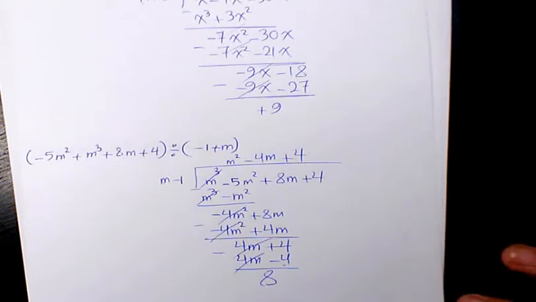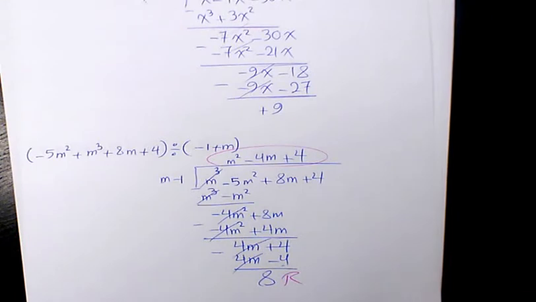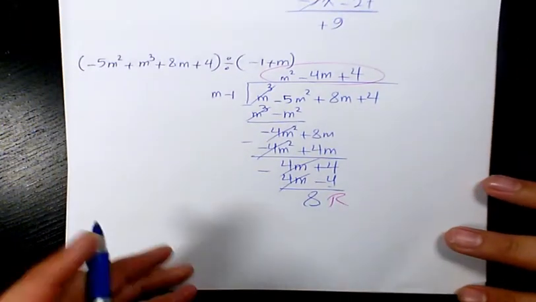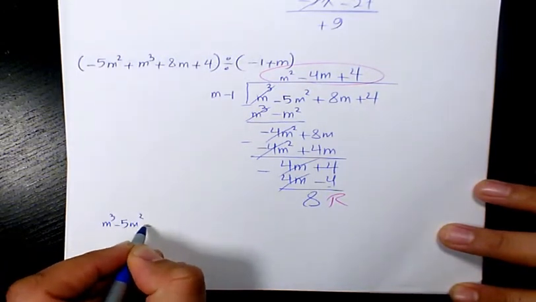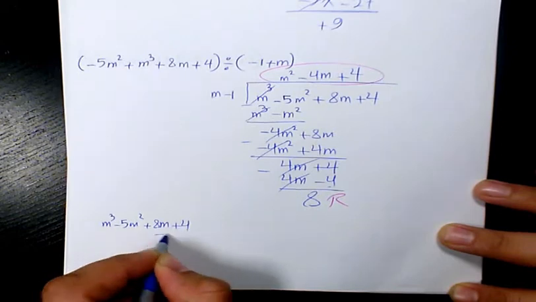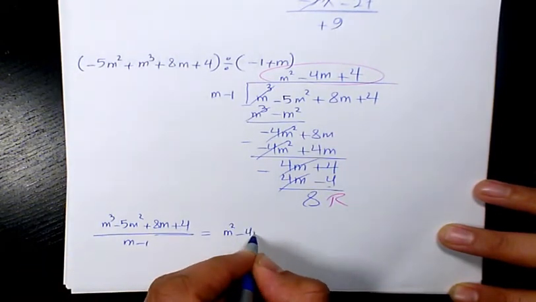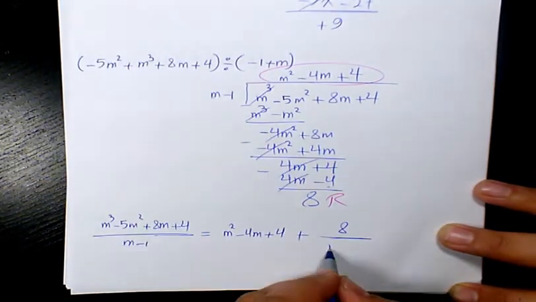So 8 is the remainder, and the quotient is going to be the expression here. So you can say that m cubed minus 5m squared plus 8m plus 4 divided by m minus 1 equals m squared minus 4m plus 4 plus 8 divided by m minus 1.